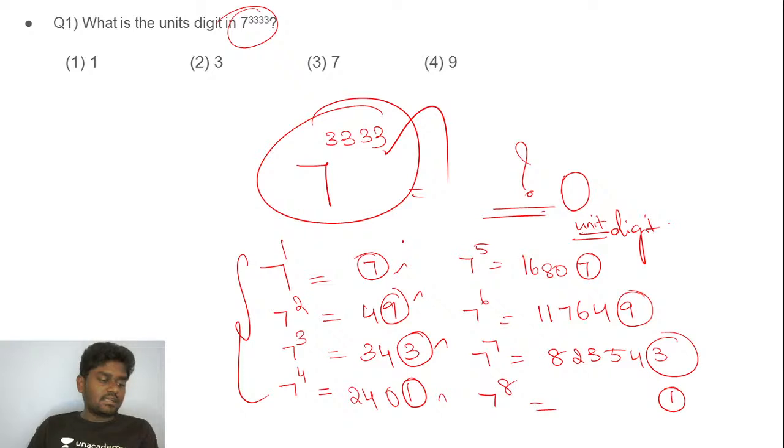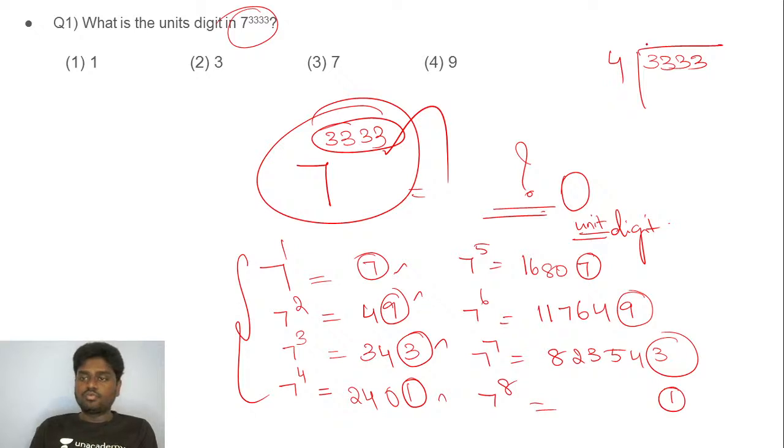So what we can do in this case, if I want to find 7 power 3,333, is divide 3,333 by 4, right? If you do this, what exactly will you get? 4 times 833, and you'll be getting the remainder 1.